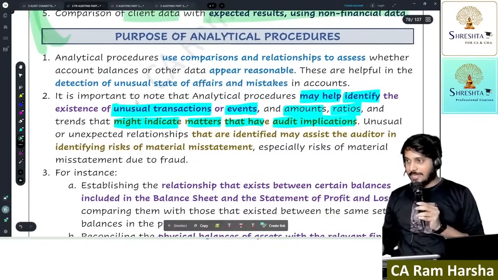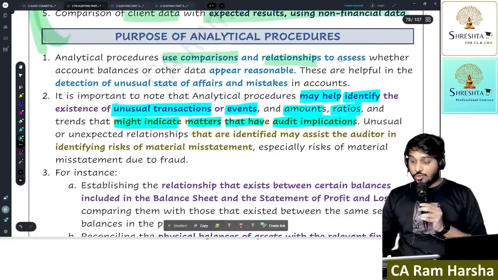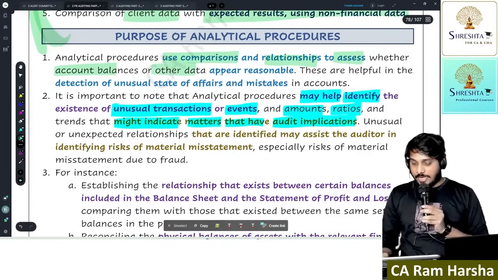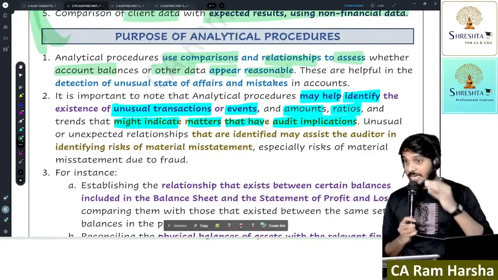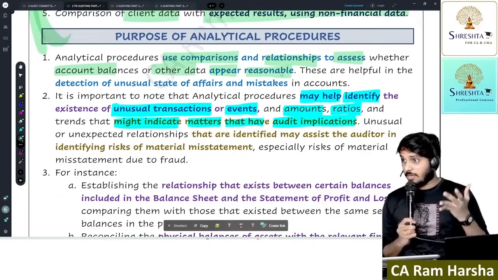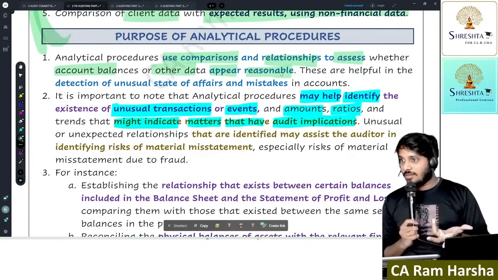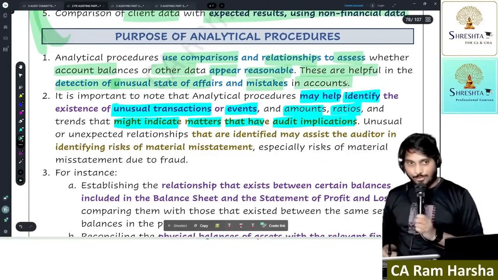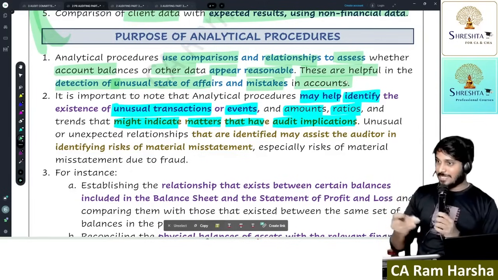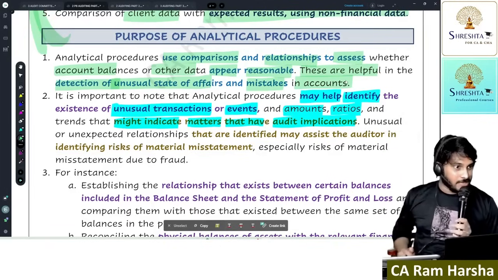What is the purpose of analytical procedure? We want to use comparisons. We use relationships to assess whether account balances and other data appear reasonable. I used a comparison of last year and current year. I found repairs and maintenance appears not reasonable. Last year 1 crore, why this year 7 crore? It's unreasonable. Yes or no? These are helpful in detection of unusual items and mistakes in the accounts. Correct? Through that repairs and maintenance example, I discovered that a capital expenditure was debited to P&L.